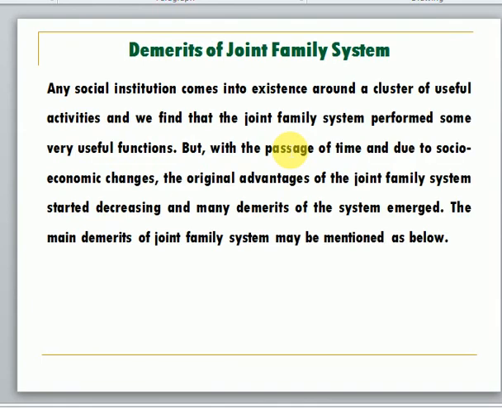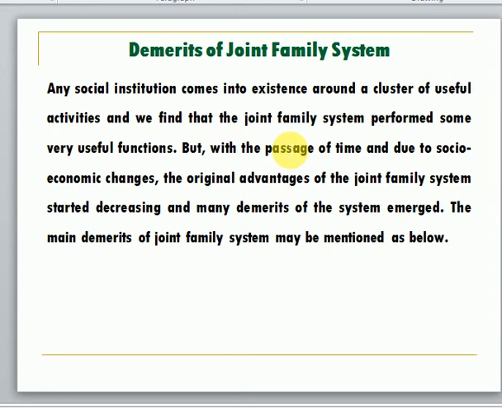Demerits of the joint family. Any social institution comes into existence around a cluster of usual activities, and we find that the joint family system performs some very useful functions. But with the passage of time and due to socio-economic changes, the original advantages of the joint family system started decreasing, and many demerits of the system emerged. The main demerits of the joint family system may be mentioned as below. So many problems occur during the lifetime of a joint family system.